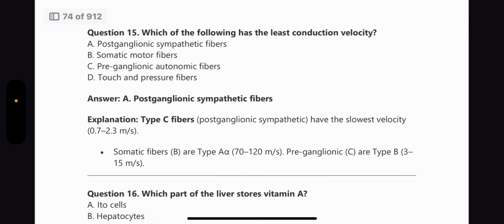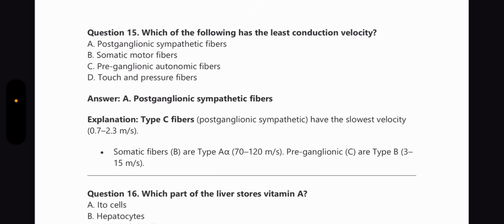Which of the following has the least conduction velocity? Answer, postganglionic sympathetic fibers. So type C fibers, which are the postganglionic sympathetic fibers, they have the slowest velocity of 0.7 to 2.3 meter per second. Somatic fibers are the type A alpha fibers, 70 to 120 meter per second.